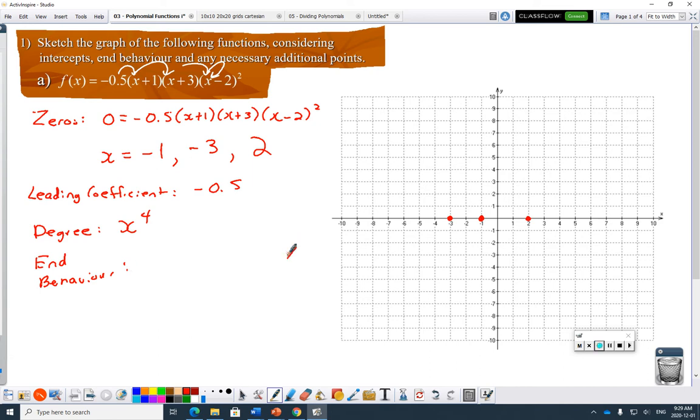So your brain's thinking this, and you're writing this. As x goes to infinity, y goes to negative infinity. As x goes to negative infinity, y goes to negative infinity. Same both sides. Down both ways.